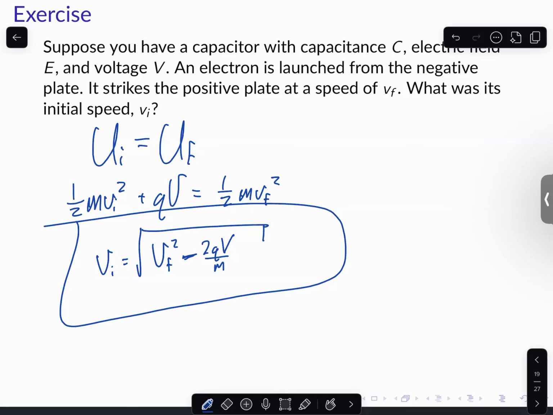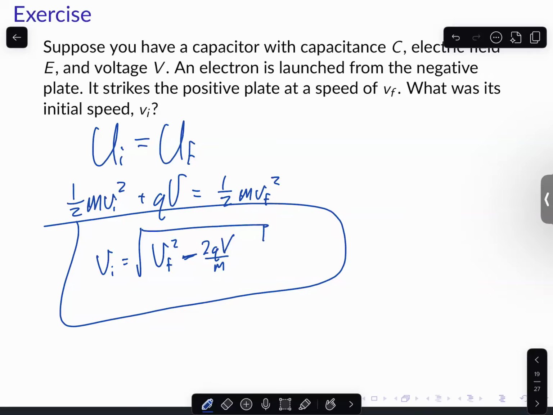If I have V final squared minus 2QV, does it make sense to plug in a negative charge for the electron, or should I take the magnitude? What is going to give me smaller initial? Do I want to subtract a positive or do I want to subtract a negative number? Again, we have reasoned based on logic that the electron speeds up as it goes across. It must have started slower. What do I need in this expression to have a smaller V initial? Do I want to subtract off the positive or subtract the negative number?